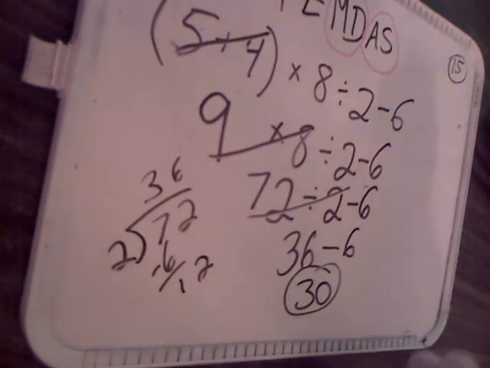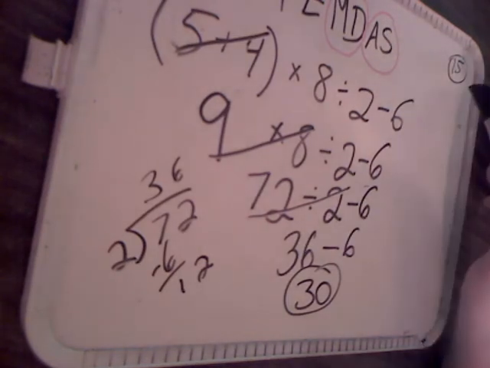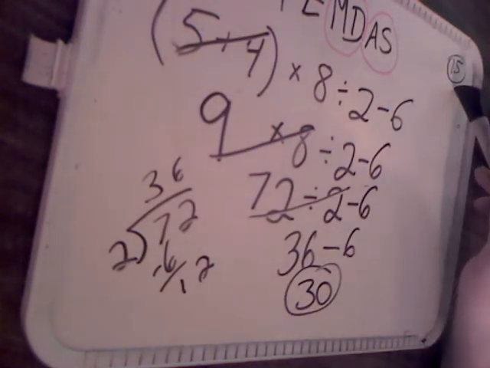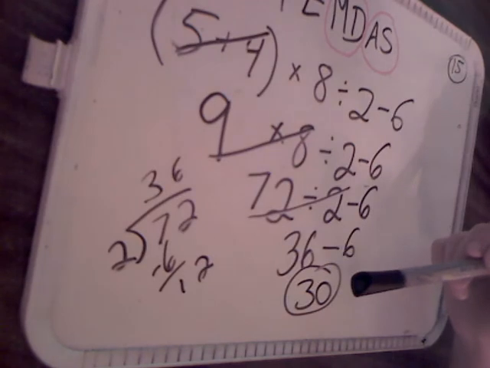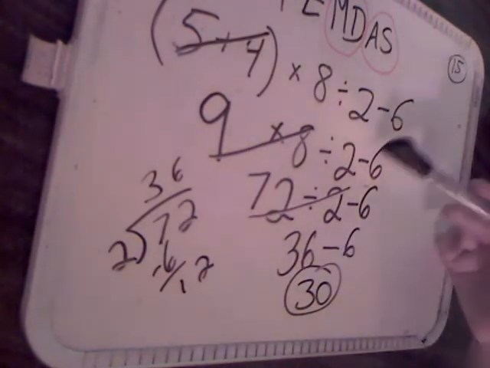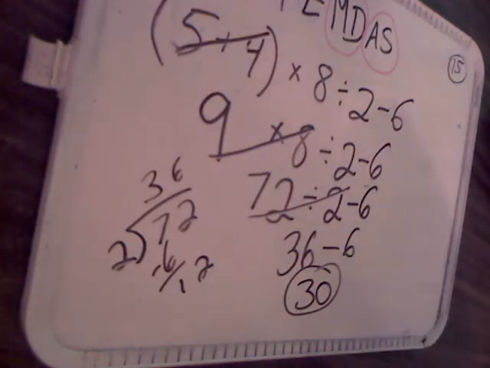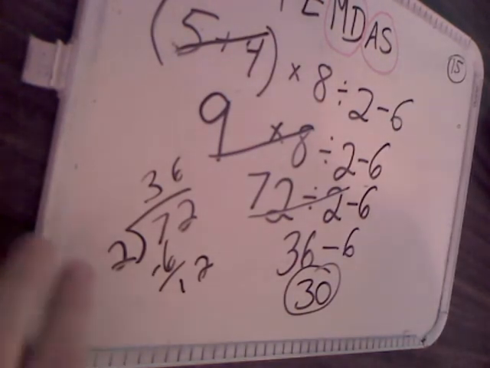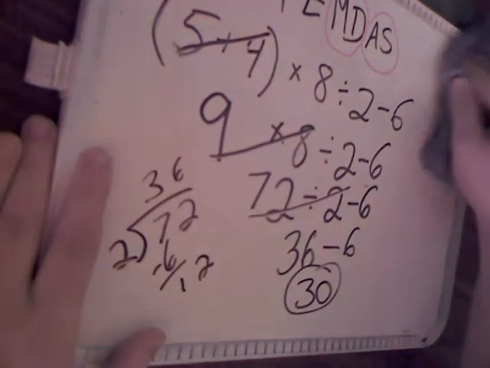Just adding one set of parentheses can change the answer from 15, where it was in the first problem, to 30 in this problem. And if you would change up another order, that could also very much affect it, which is why it's always important to follow the order of operations, the PEMDAS.